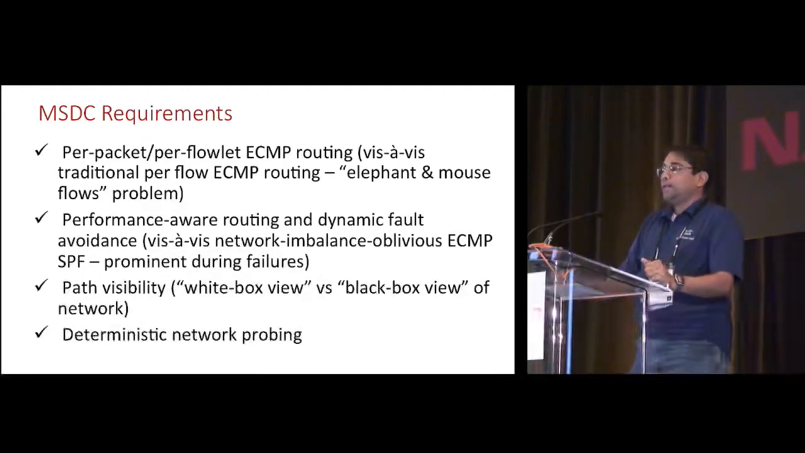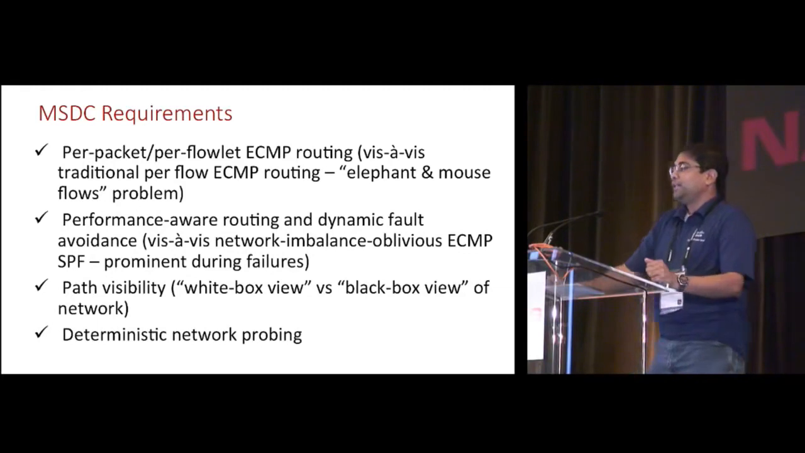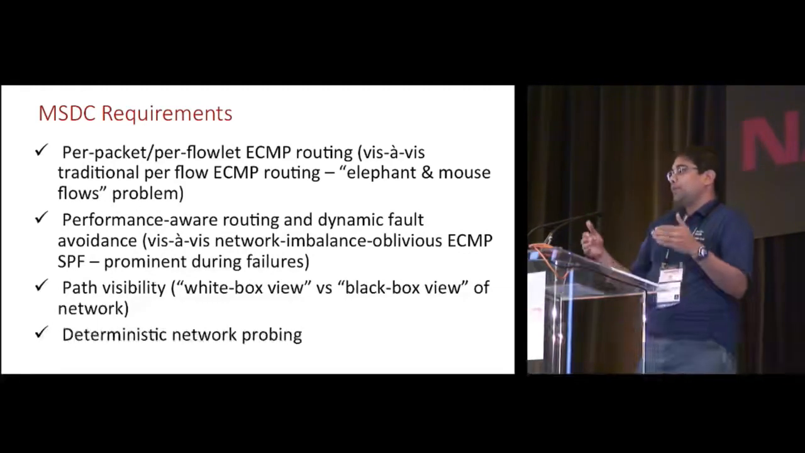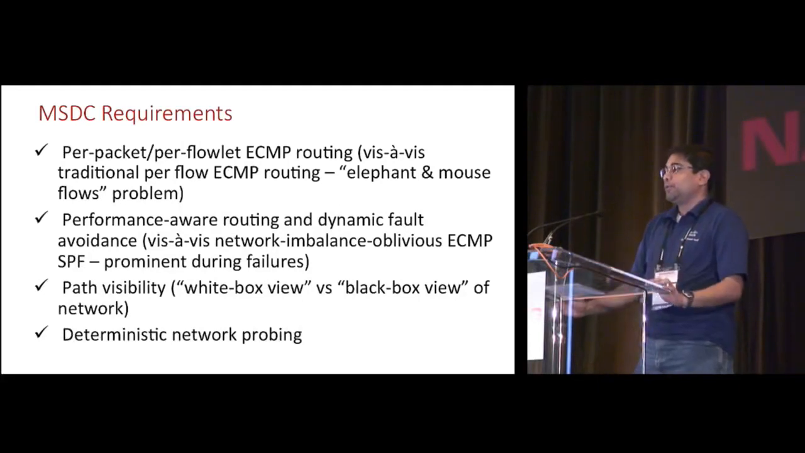So that gives rise to what I call the elephant and mouse flows problem. I have a separate slide to describe that. Then, of course, the same problem gives birth to another, more generic issue, which is the performance-unaware, network-imbalance-oblivious ECMP.